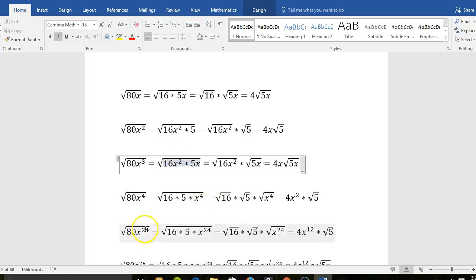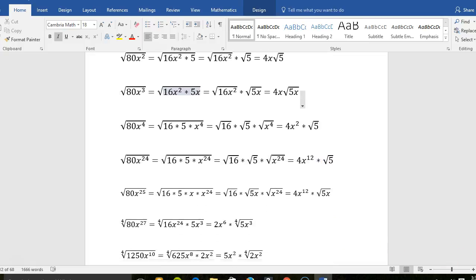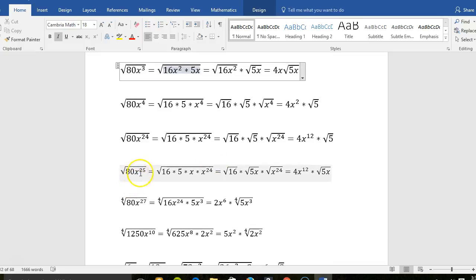And then likewise, let's use something less pedestrian, like 24. Then what you can do is you can split it apart again. Radical 16 is 4. Now, again, you do 24 divided by 2, and that's 12. So it's 4x to the 12th times radical 5. And you can do that more economically, just like before. Now, what if I do something like 25? You break it up.